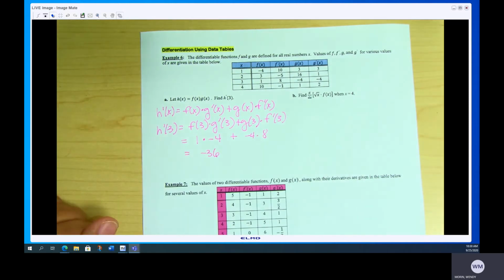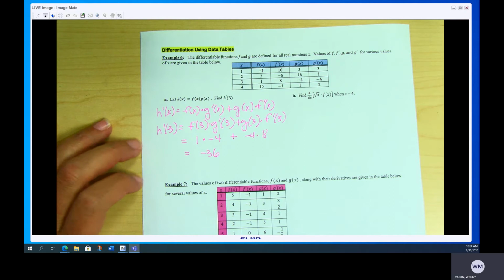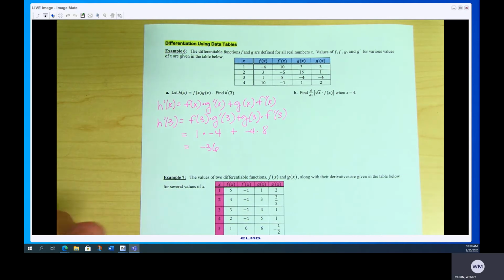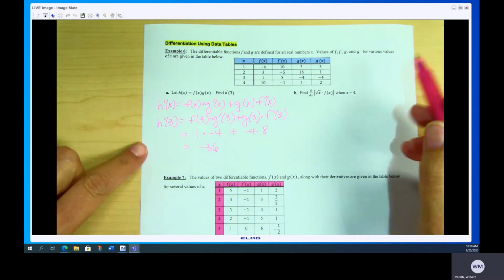Now, the applications of all of this will be coming in the next unit. Right now, we're just practicing basic rules that you need in order to do the applications. So that is coming. Okay, let's take a look at B.